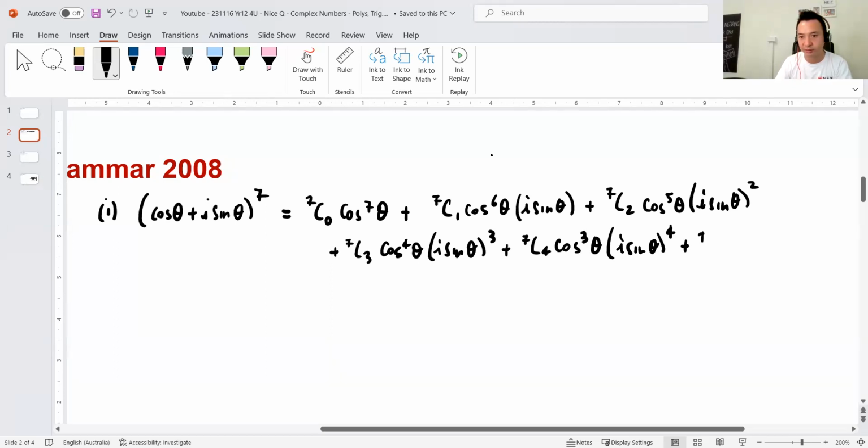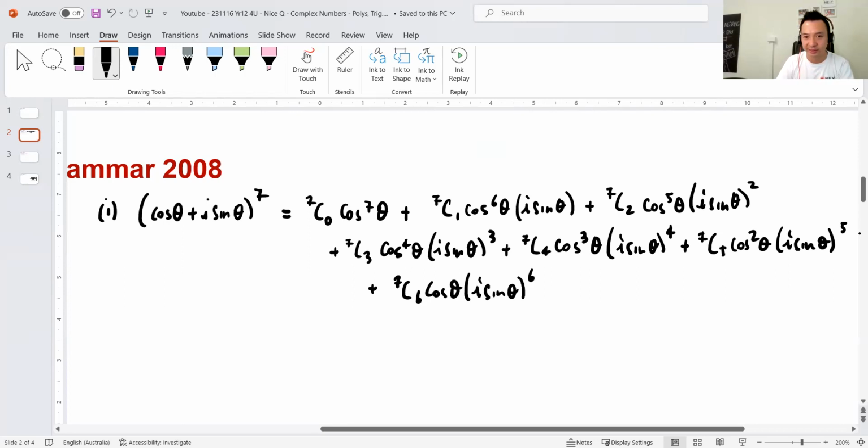It's super tedious, isn't it? 7C5. It's 8 terms, Jesus. cos^2 θ (i sin θ)^5. Almost there. 7C6 cos θ (i sin θ)^6. And then lastly, (i sin θ)^7. Okay, that was fun. Not really.